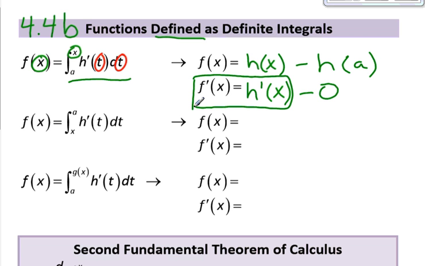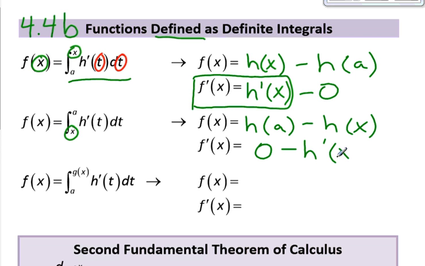Okay? But if you look at the second example, now your x is less than your constant. So let's see how that looks. Applying the fundamental theorem, you get h of a minus h of x. So h of a is still 0, minus h of x. So this time, f prime is not simply equal to h prime, it's equal to the opposite of h prime because of that flip in where the x went.